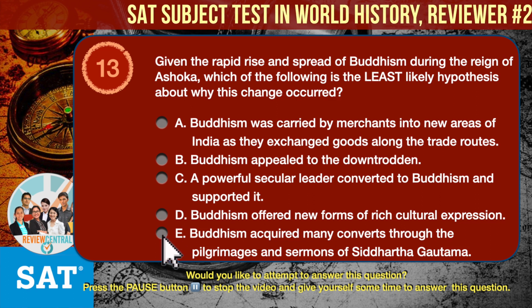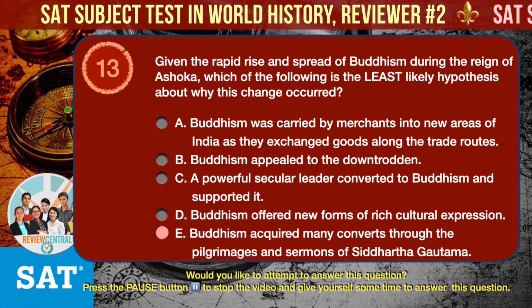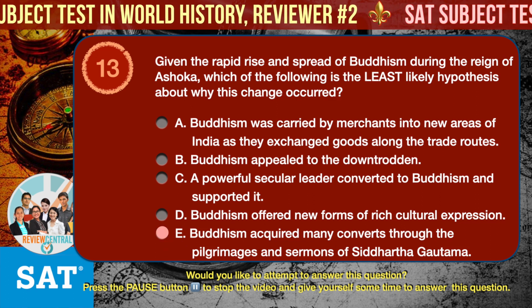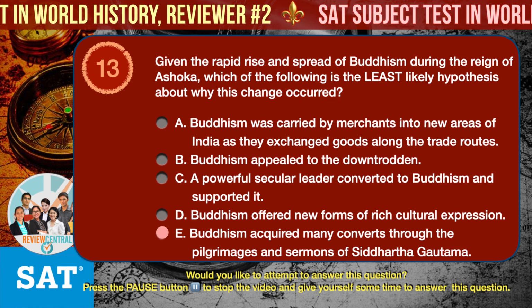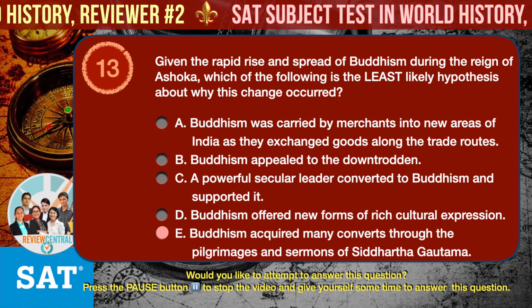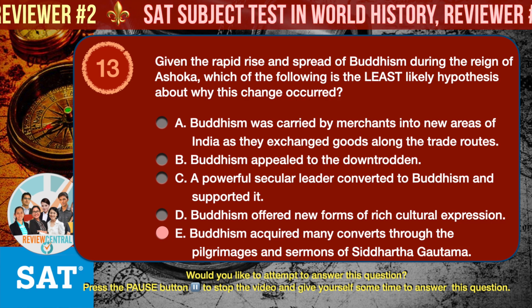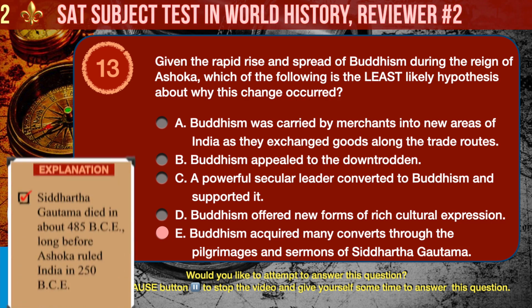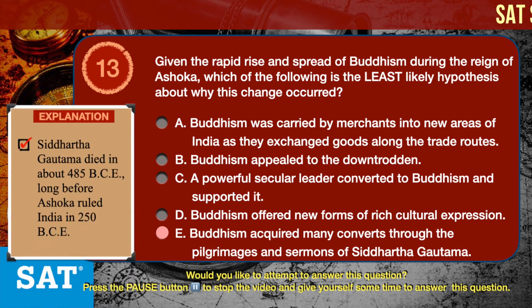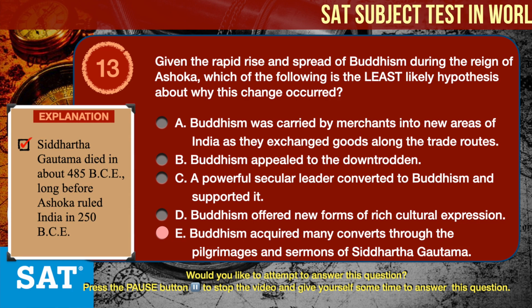The correct answer is E. Constructing a hypothesis based on historical data is one of the key skills of a historian. All of the choices above are possible hypotheses that can be supported with evidence from the period except choice E. Siddhartha Gautama died in about 485 BCE, long before Ashoka ruled India in 250 BCE.